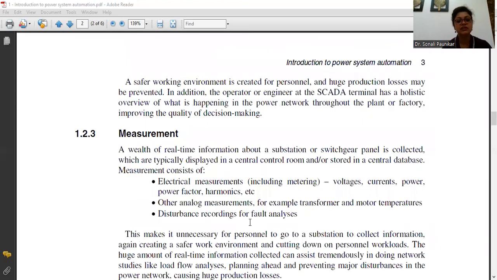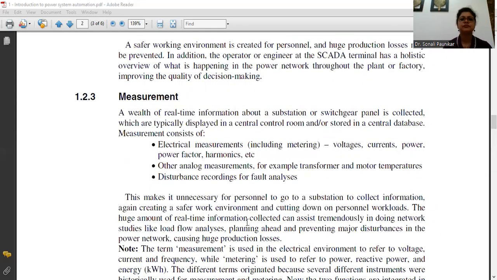Then the third one is the measurement. A wealth of real-time information about the substation or switchgear panel is collected, which is typically displayed in the central control room or stored in a central database. In measurement, there are again three types. By using these three types, we can measure the data.